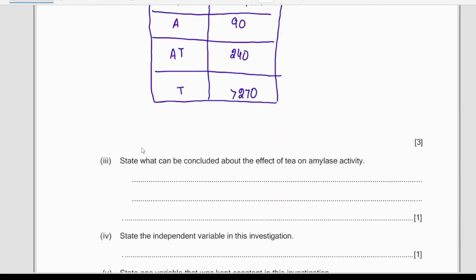So the time is 240 seconds. So what is your conclusion? Good. Slows down which enzyme? Be very specific while writing the answer. Good. The T will slow down the amylase activity. Okay, what is the independent variable?